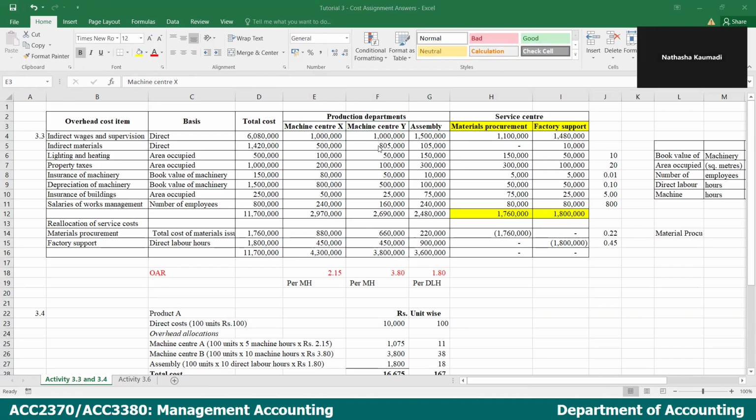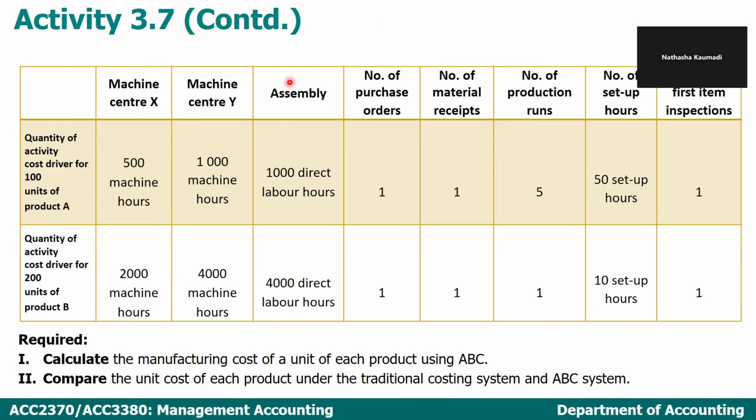So the information given is for the 3 production departments, and then the quantity of activity cost driver for 100 units of product A. If you produce 100 units of product A, how many machine hours are required from machine center X? How many machine hours are required from machine center Y? How many direct labor hours are required from the assembly department? Not for 1 unit, 100 units of product A.